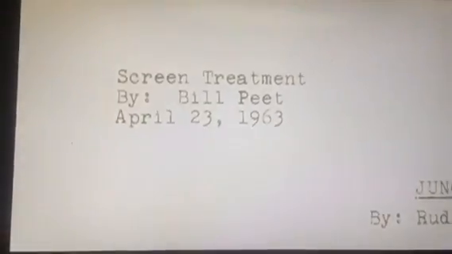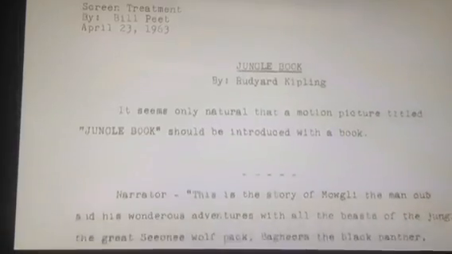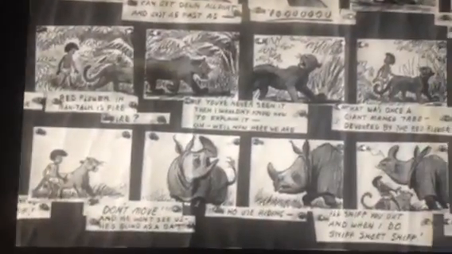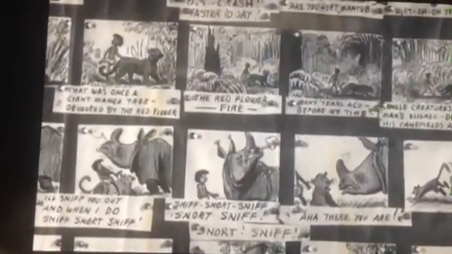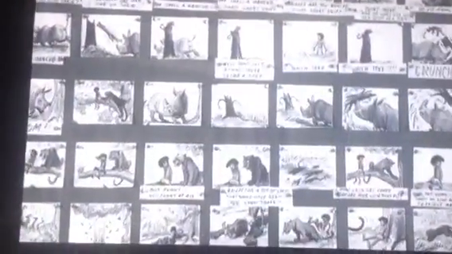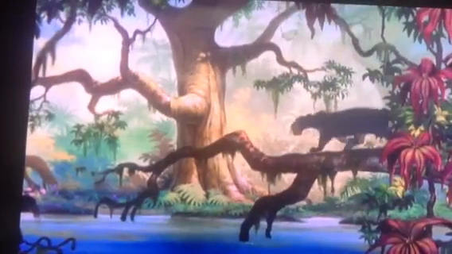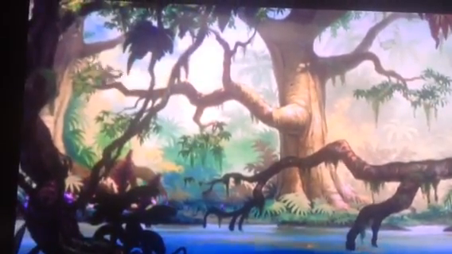Now, with Peet's April 1963 treatment from the studio's archives and the recent rediscovery of Peet's photostats more than 40 years later in Bill Peet's home studio, we can see how the story evolved from Rudyard Kipling's original Mowgli stories to Bill Peet's unfinished version to Walt Disney's animated classic. It all began when the silence of the jungle was broken by an unfamiliar sound.